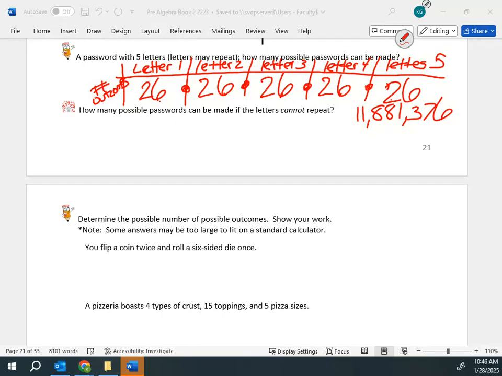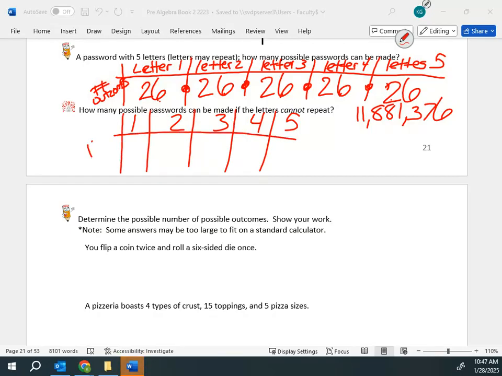How many possible passwords can be made if the letters cannot repeat? So we're going to set our table up the same way as the letters 1, 2, 3, 4, and 5. This is my number of outcomes.